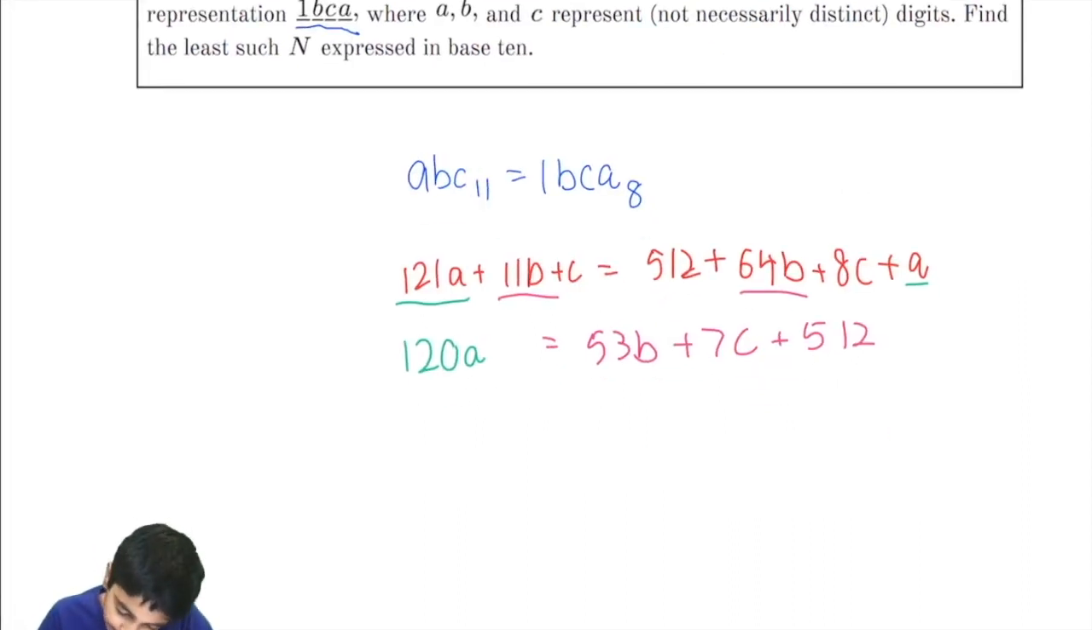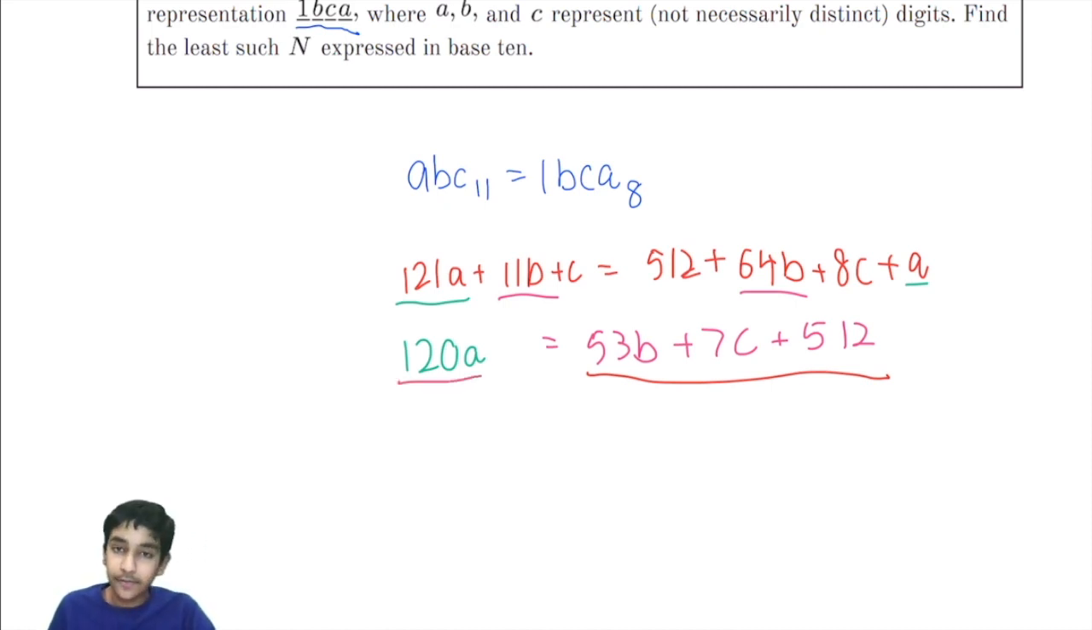Note that the right-hand side is always going to be greater than this 512, because clearly, 512 will always be there. So the right-hand side will always be greater than 512, meaning 120a has to be greater than 512. So what's the minimum value of a such that 120a will actually be greater than 512? That's just going to be 5. So if a is 5, then 120 times 5 is 600, which is greater than 512.